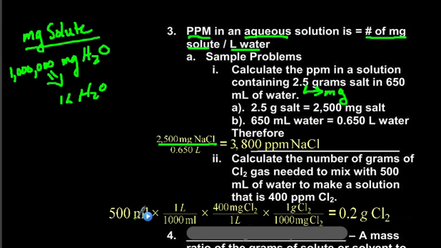So 500 milliliters divided by 1,000 is going to give us our liters. But we know that 1 liter equals 400 milligrams of chloride. And 1,000 milligrams of chloride equals 1 gram. So the milligrams of chloride cancel, we get grams of chloride, and that gives us 0.2 grams of Cl2. Again, if you are losing the calculations, go back and track where everything comes from, using the magic of video.